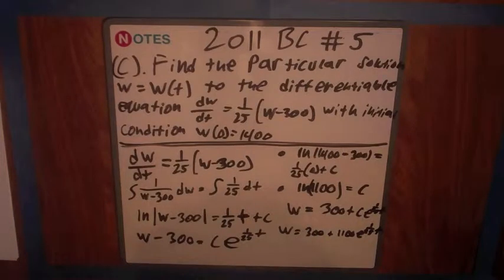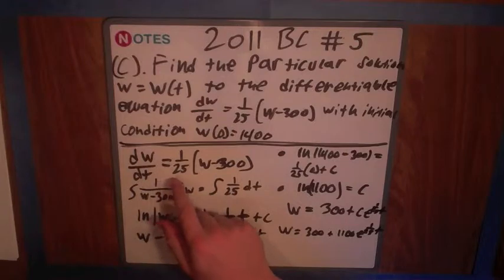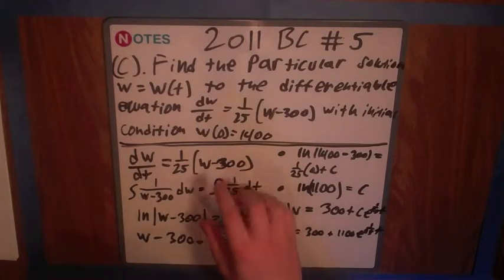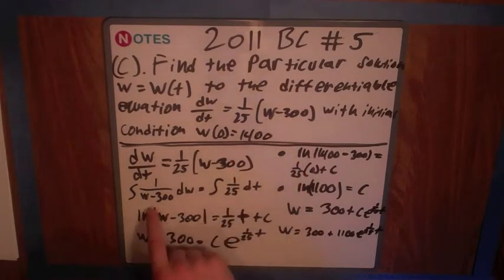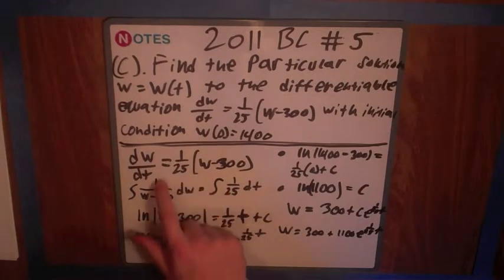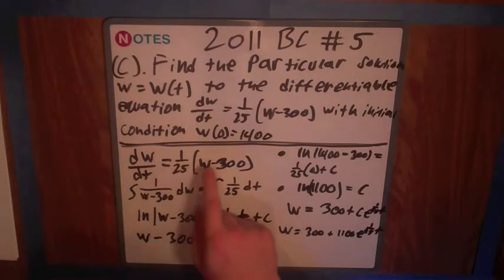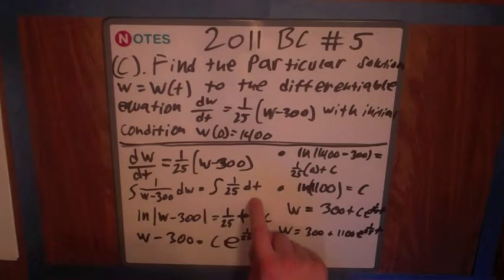Find the particular solution W equals W of t to the differential equation dW over dt equals 1/25 times the quantity W minus 300 with initial condition W of 0 equals 1,400. So to start this problem, we take dW over dt and we integrate it. But first we have to do separation of variables, which is shown here. Divide over W minus 300, multiply over dt, leaving you with this integral.